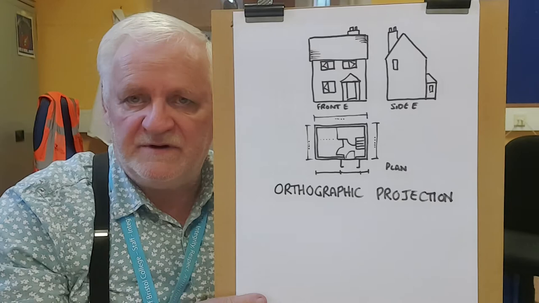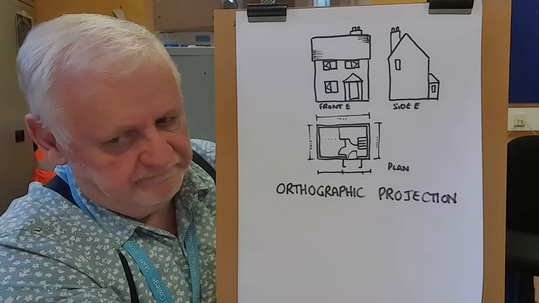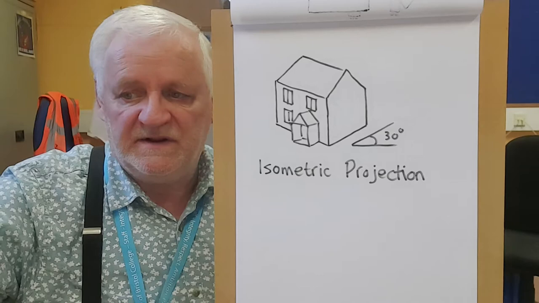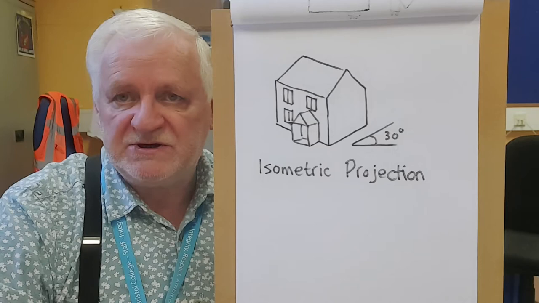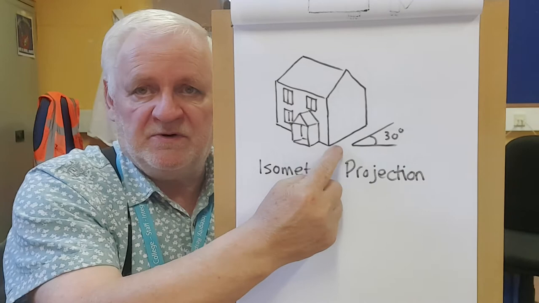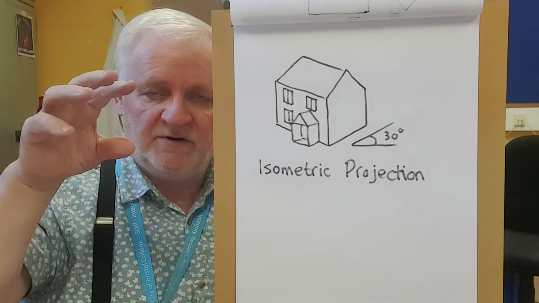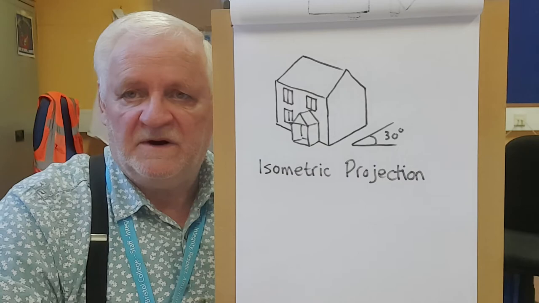Now there are other types. Let's have a look at them, shall we? There's three-dimensional drawing, and with three-dimensional drawing, there are lots of different ways of doing it. The first, and one of the most common, is called isometric projection. Now, isometric projection is exactly the same building, but it's drawn in such a way that this is 30 degrees, and this also is 30 degrees. And so you have this perspective of being able to look slightly down on the building, and you can see in three dimensions exactly how it works.